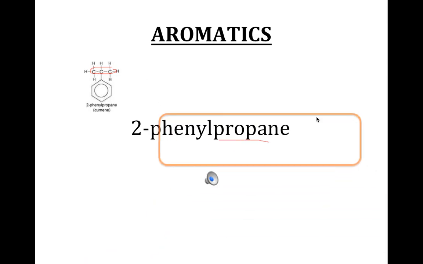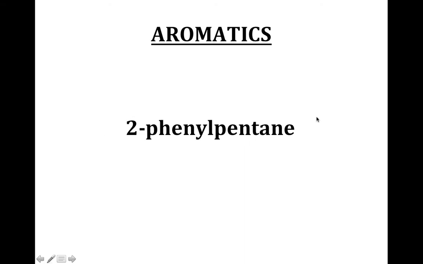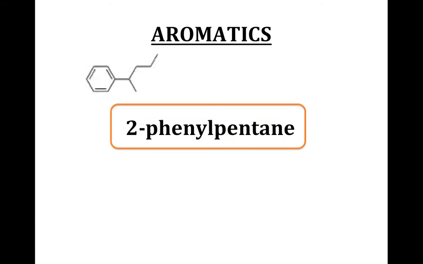Here's another example. They've given you the name already, and they're saying, you know what, this one's easier to name if we treat the benzene like a branch. And so what they've said is, hey, let's make this our longest sausage. So that's why it's propane. And on the second carbon, we have a phenyl. This is the phenyl. So that's why it's 2-phenylpropane. And that was kind of weird. Now we're getting really bizarre.